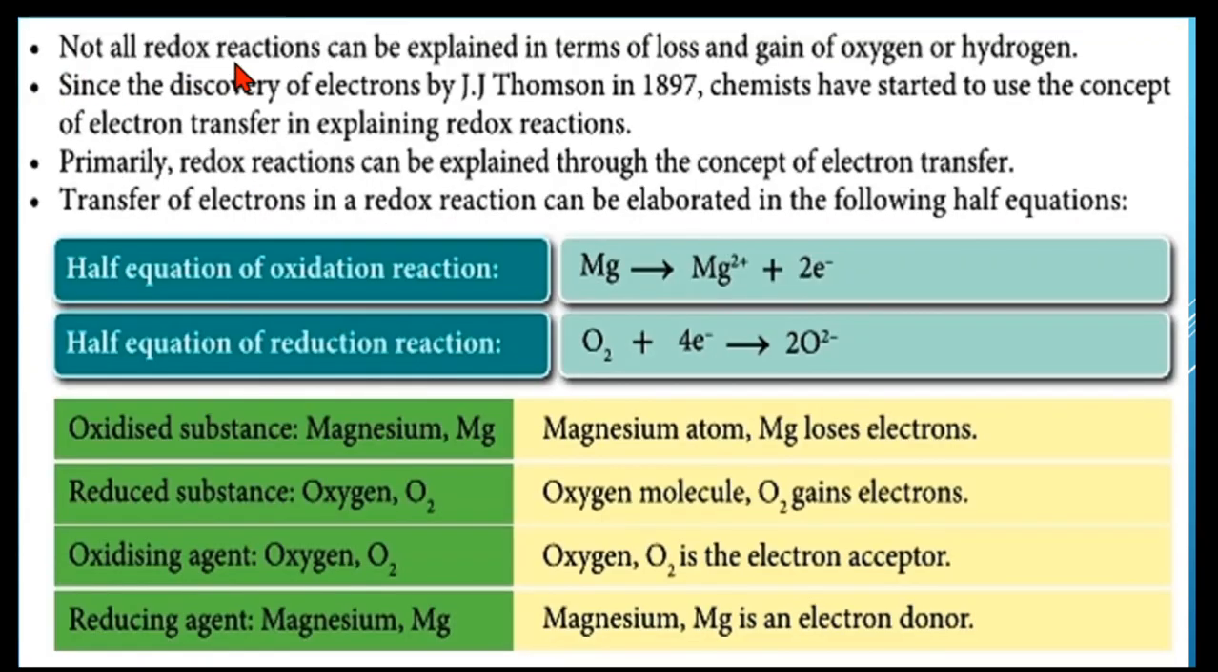Not all redox reactions can be explained in terms of loss and gain of oxygen or hydrogen. Since the discovery of the electron by J.J. Thomson in 1897, chemists have started to use the concept of electron transfer in explaining redox reactions. Electron transfer means gaining or donating electrons.